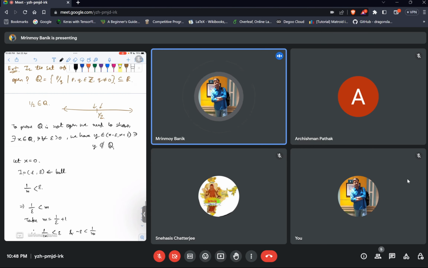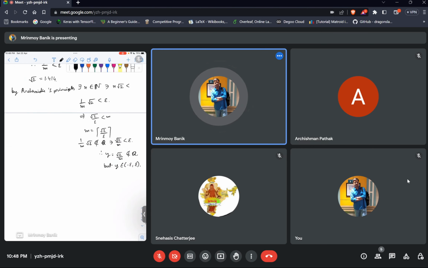So it's not an open set, since there exist numbers which are inside any open ball around 0, but not in the rationals. So this is not open.